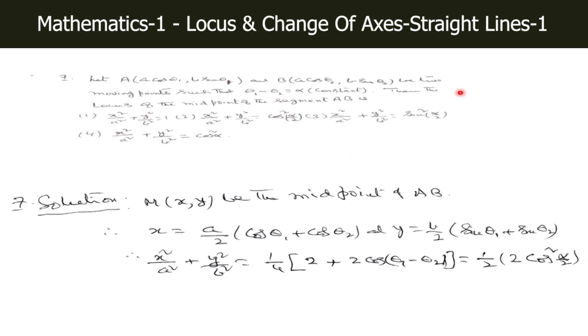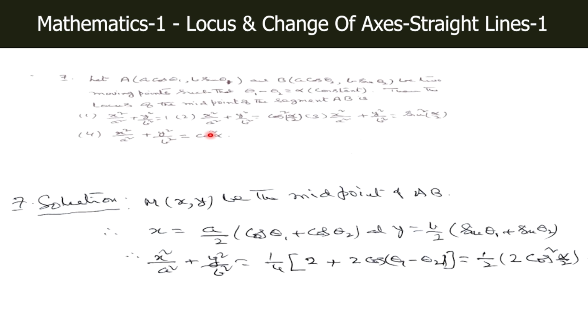Question number 7. Let (a cos theta 1, b sin theta 1) and (a cos theta 2, b sin theta 2) be two moving points such that theta 1 minus theta 2 is equal to alpha, which is constant. Then the locus of the midpoint of the segment AB is: 1, x square by a square plus y square by b square is equal to 1; 2, x square by a square plus y square by b square is equal to cos square alpha by 2; 3, x square by a square plus y square by b square is equal to sin square alpha by 2; and 4, x square by a square plus y square by b square is equal to cos square alpha.